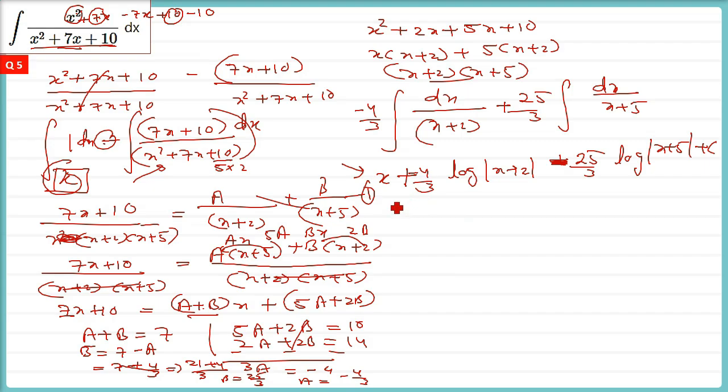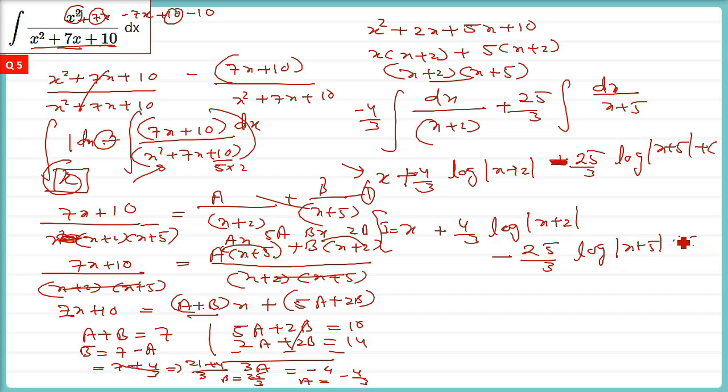So let me write the final answer just for the sake of completion. This is the final result I am writing: x plus 4 by 3 log modulus of x plus 2 minus 25 by 3 log modulus of x plus 5 plus constant of integration.